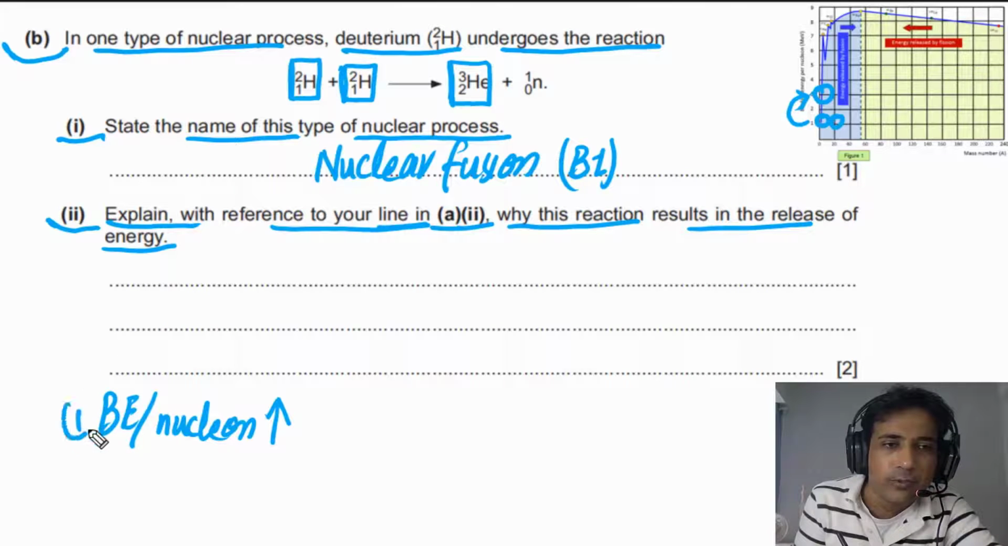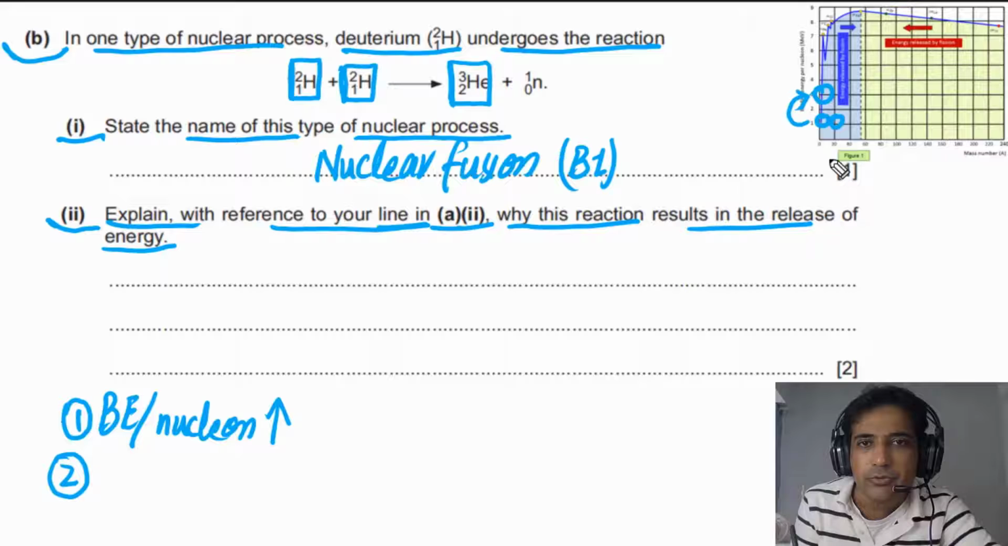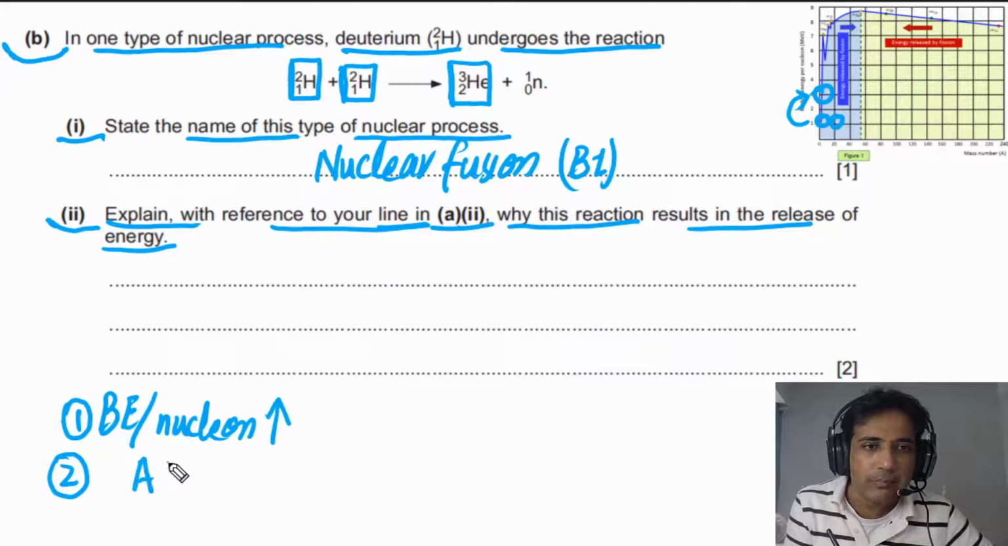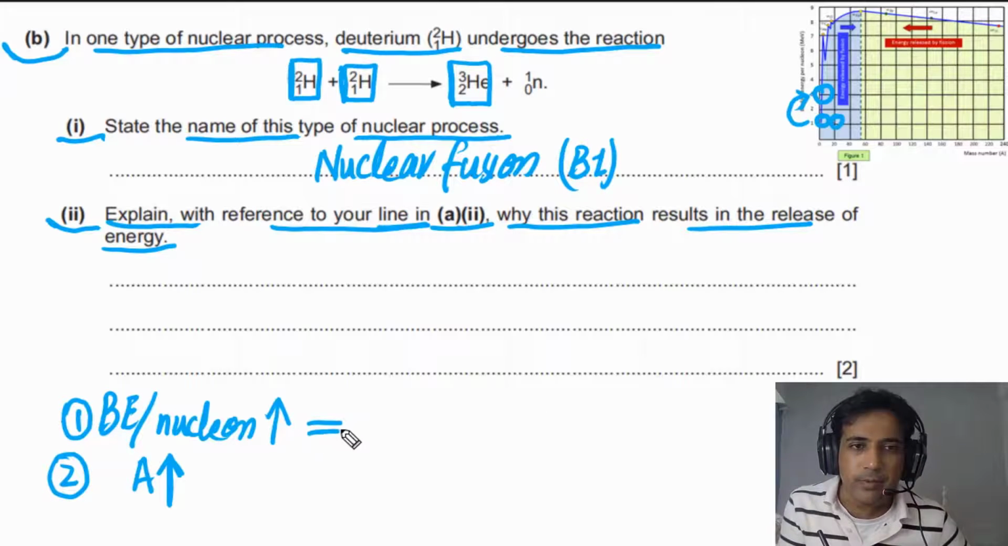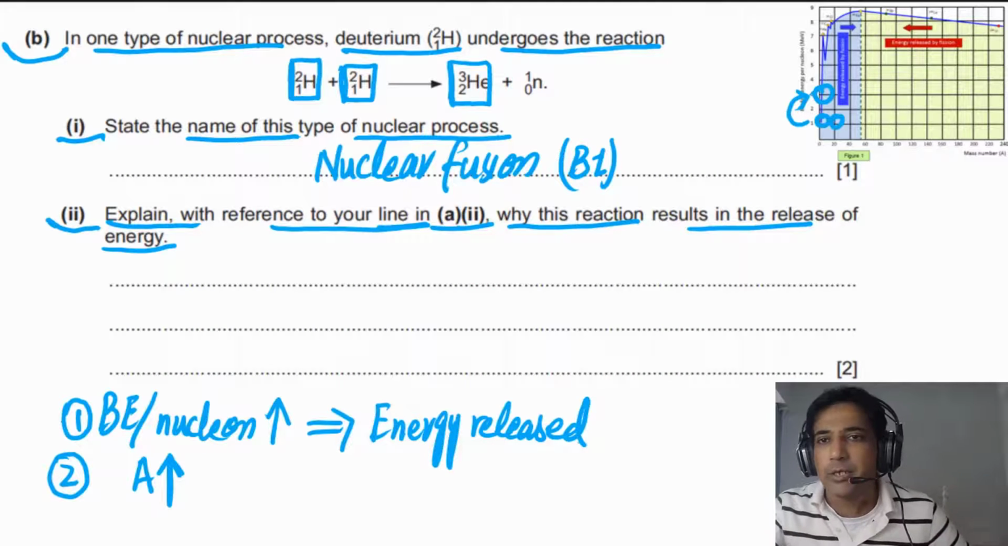So this is one point you have to mention in your answer. And the second point you can write down. In this case, the mass number of helium is greater than the mass number of deuterium. So second point, we can also say mass number increases, meaning the mass number of products is greater than mass number of reactant. So energy will be released. As binding energy per nucleon increases, it simply means that energy is released. So these 2 points you have to mention in your answer. Now let me show you how you can write down a proper answer.